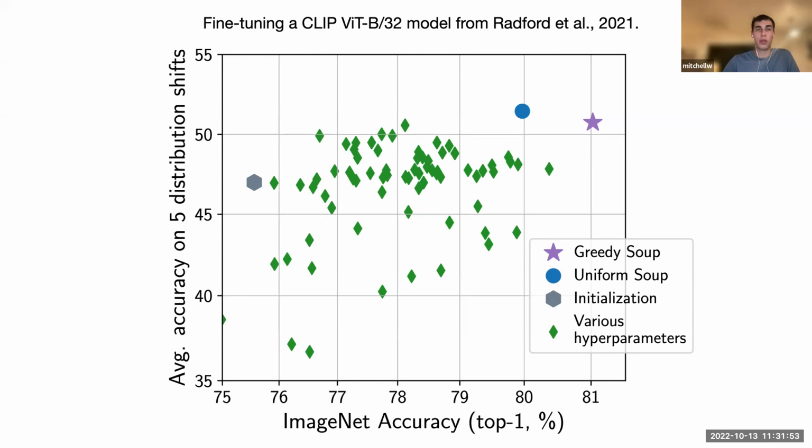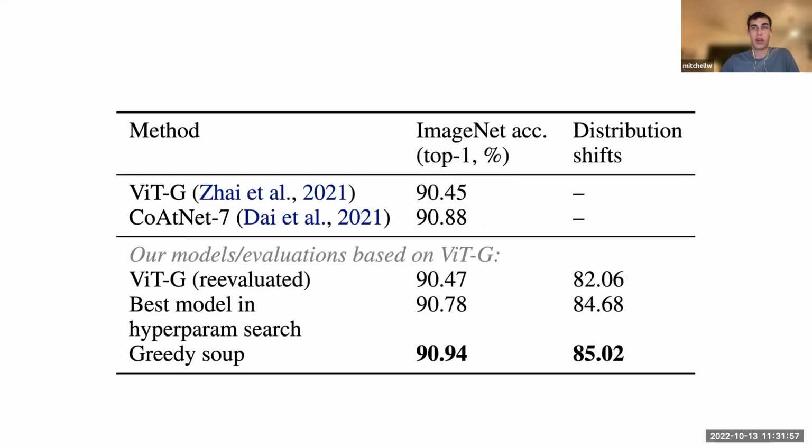But collaborators at Google ran this on the more state-of-the-art settings that they have there, and we were able to achieve state-of-the-art on the ImageNet dataset when fine-tuning a ViT-G model, and more recently a BASIC-L model, which is a slight improvement on this.